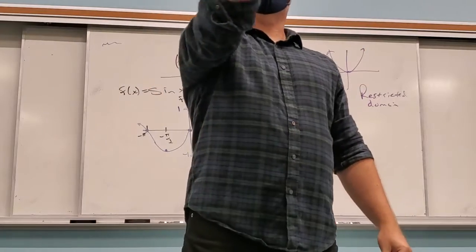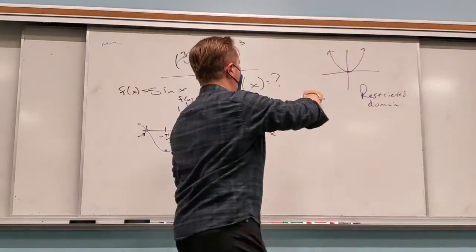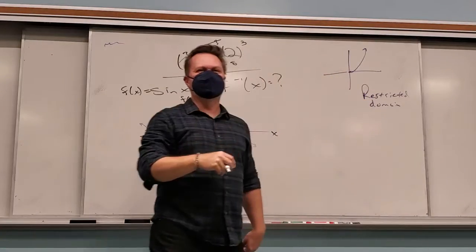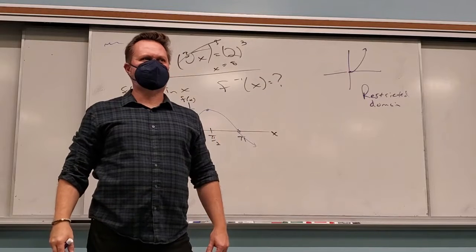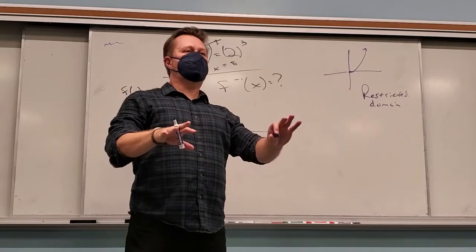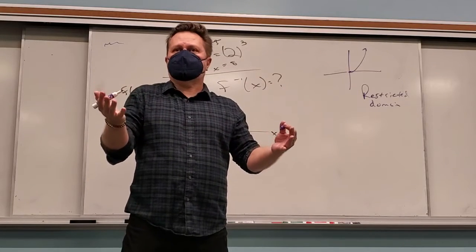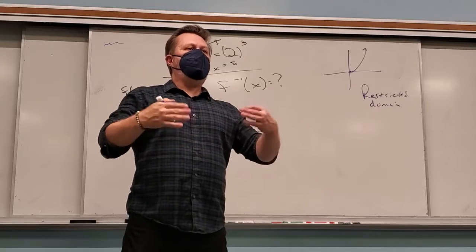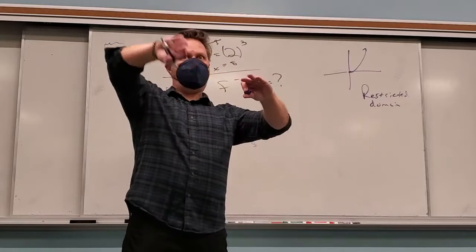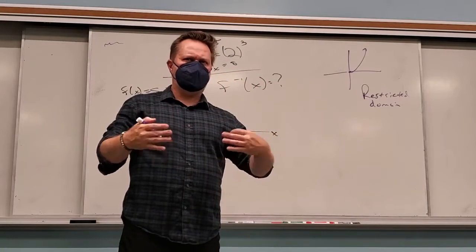This doesn't pass a horizontal line test because a horizontal line goes through more than once in at least one place. So what do you do? You just erase this side. Now, in some sense, that feels a little bit like cheating. Do you guys agree with me? Like, how do you just erase part of it? Well, if I want to find an inverse, I must not allow part of it to show up. So this is the only way to make something that makes sense as an inverse.